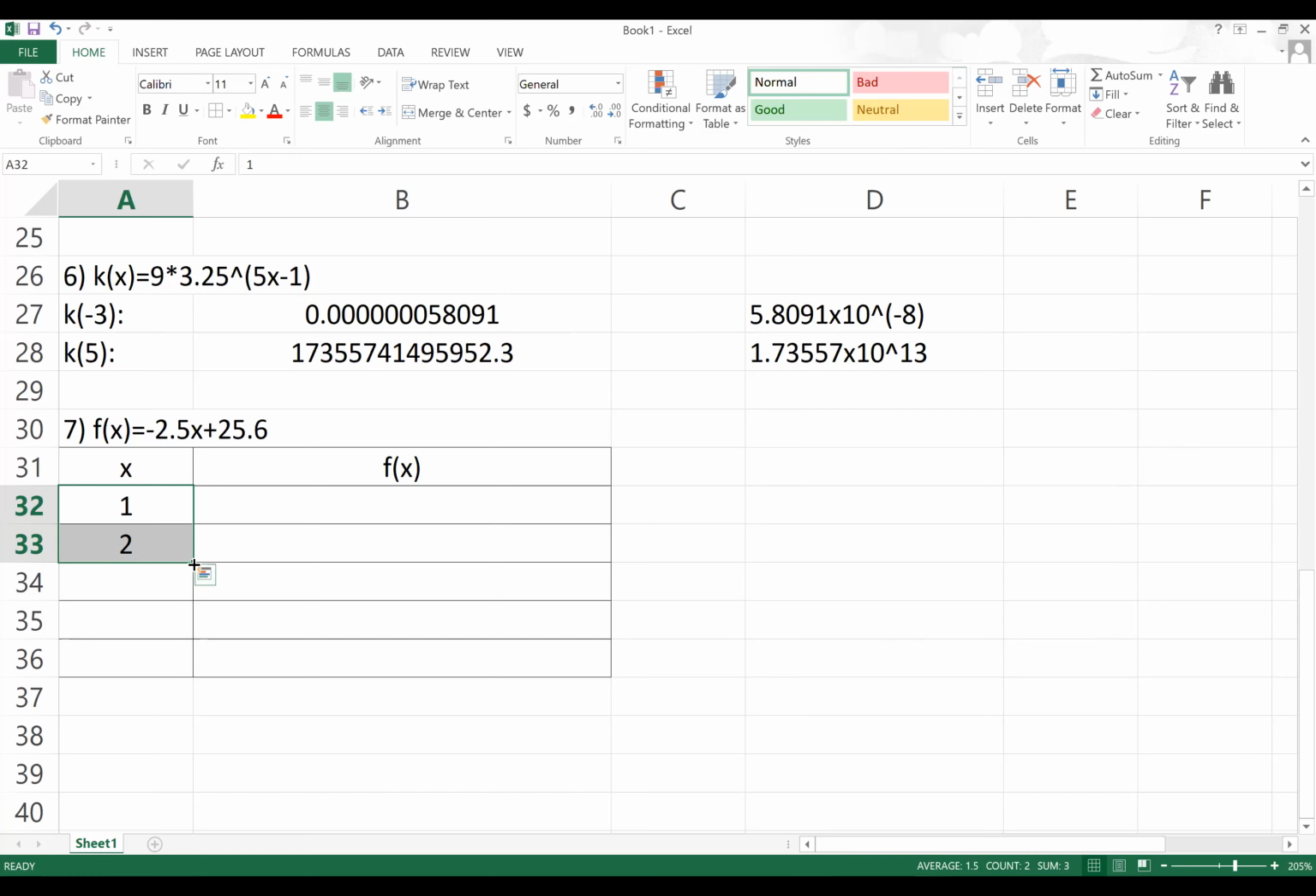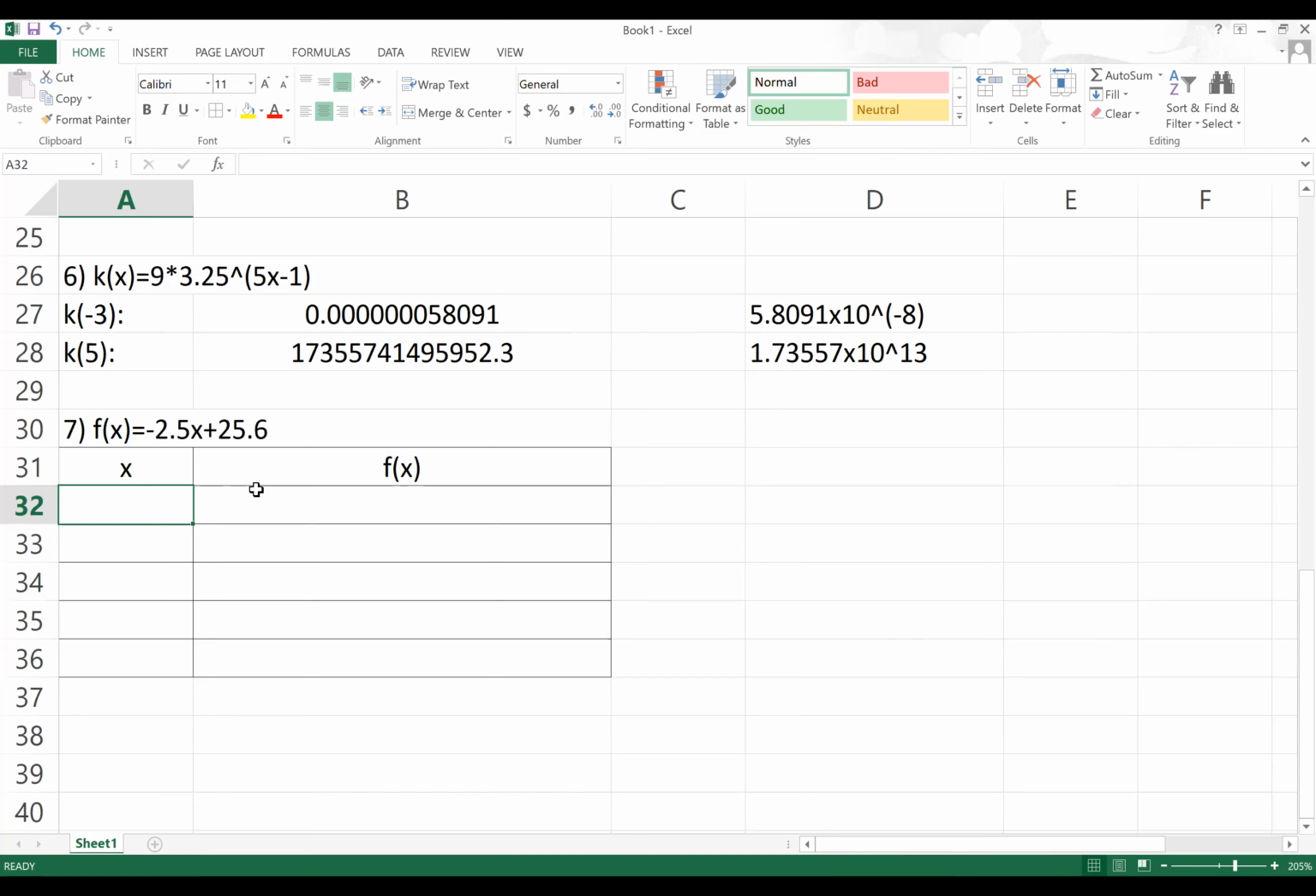I put the cursor on the bottom right-hand corner. When you see a solid cross, you start dragging. Now here you go, Excel will generate the numbers for you: 1, 2, 3, 4, 5. Okay, so those are the x values you have right here. This is one way of generating the x values.